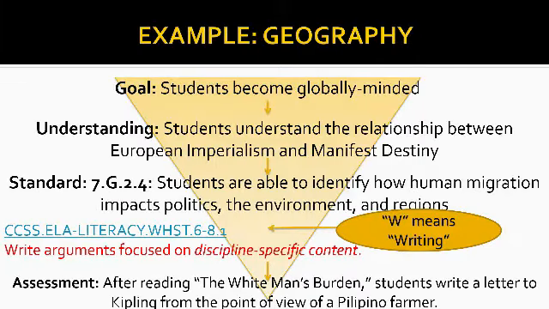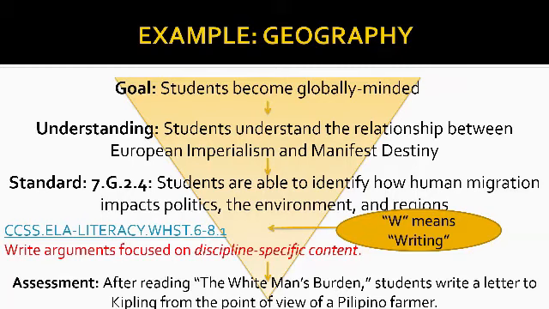But here's what they look like in action. So if you're thinking about an example in geography, what I really want is students to become globally minded. Well, one big relationship might be that students understand the relationship between European imperialism and manifest destiny. Now, that would be so impressive if students had that understanding of how the European ideas got imported to America and how they influenced each other. And this could be a social studies standard too, by the way.